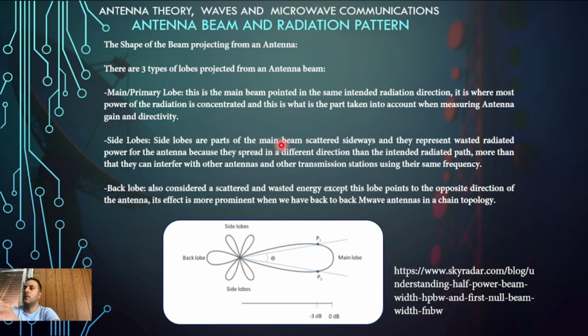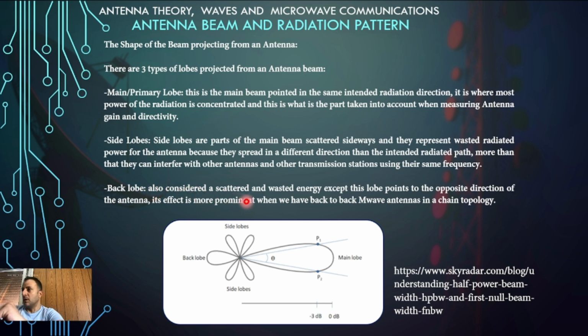Side lobes are parts of the main beam scattered sideways, and they represent wasted radiated power for the antenna because they are not directed intentionally in the same heading of the transmission or the communication. They are like collateral damage, so to speak. So they spread in a different direction than the intended radiated path. More than that, not only are they wasted power and energy, but they can interfere with other antennas and communications coming from other transmission stations that happen to use either the same frequency or a closer frequency. Finally, you have the back lobes.